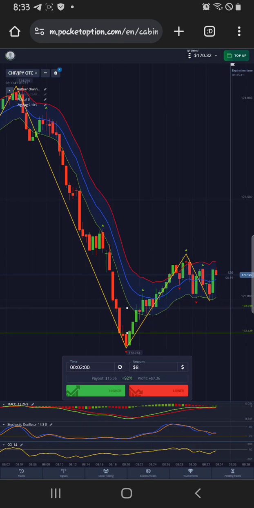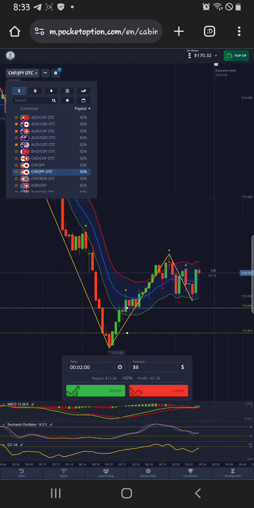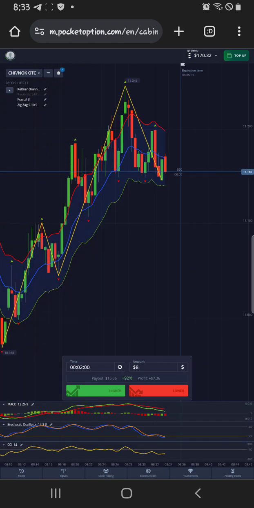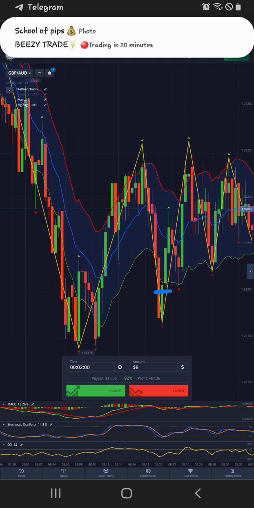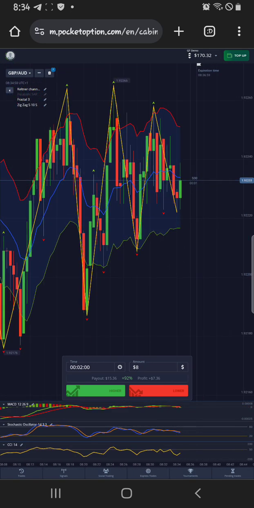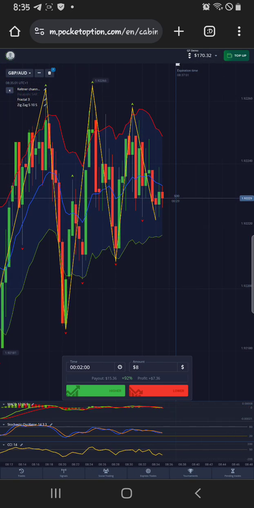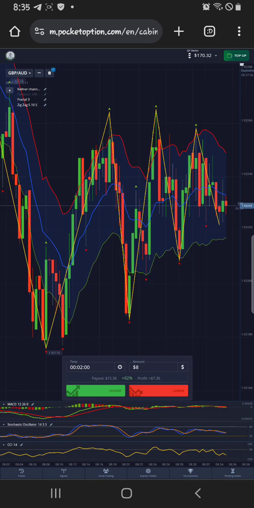For example, let's find another block that is about to be disrespected. I think that should be the best way to do this. Notice how this fair value gap has been respected. So we need to find a fair value gap that has been disrespected. Now we have one. So check this out.